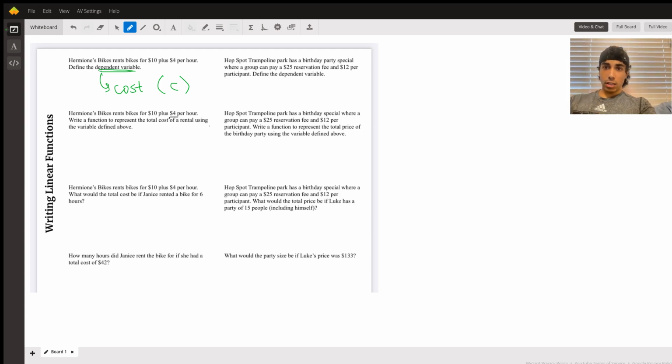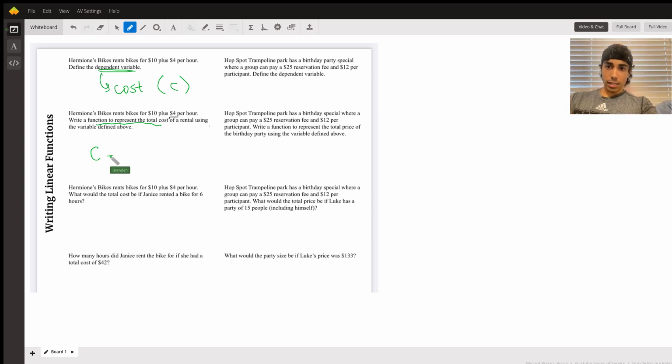All right, and it says write a function to represent total cost. Okay, one side note real quick, whenever you see cost, that's going to be your dependent variable. All right, so when we're working through problems like this and you see cost and it asks for a dependent variable, it's going to be cost. All right. And then represent the total cost of a rental.